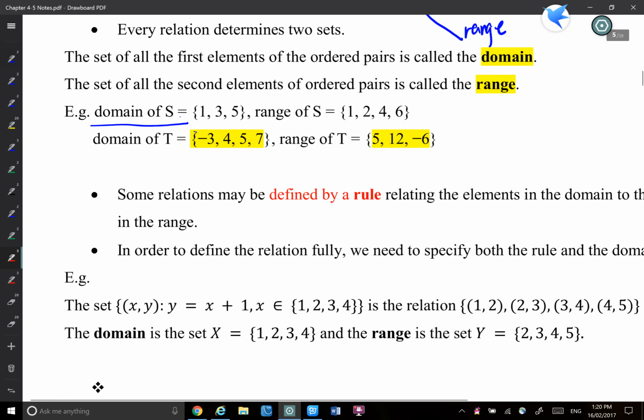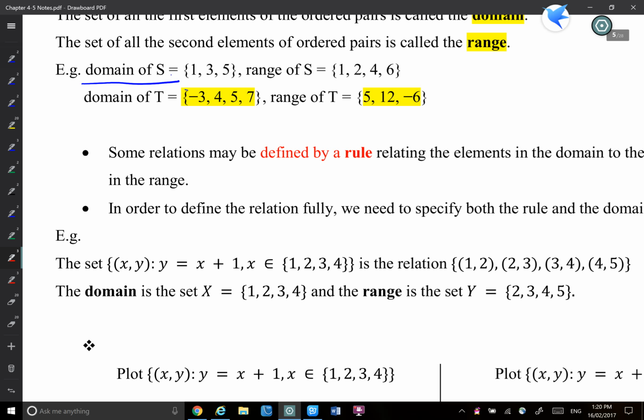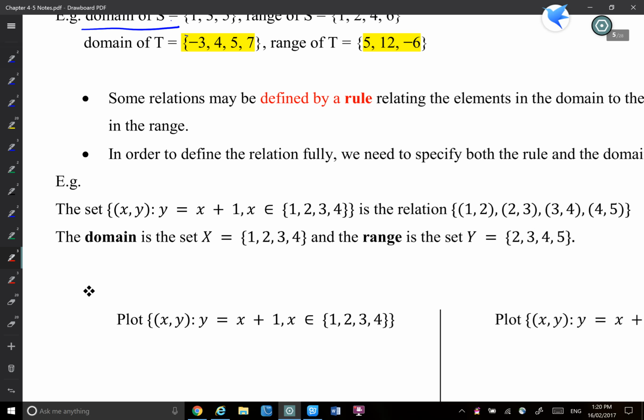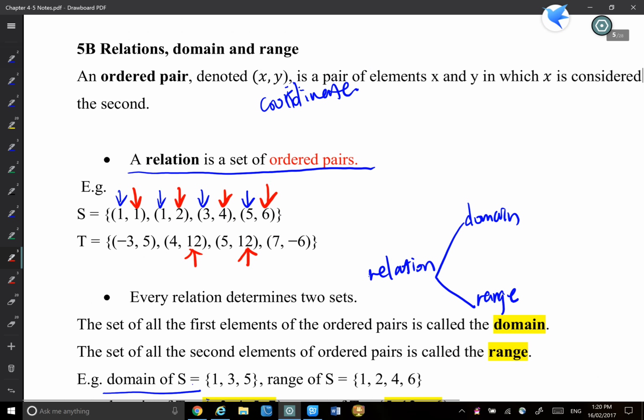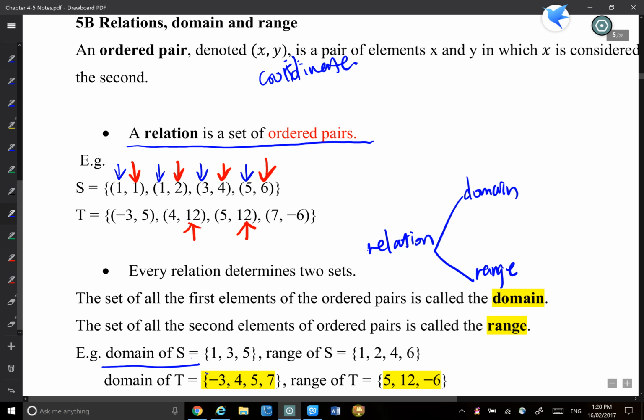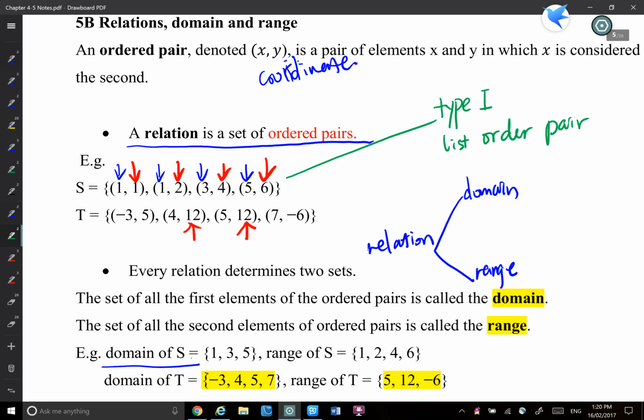Okay. So now I'm going to talk about what kind of relationship I can have, how many types of relationship I can have. Some relations may be defined by a rule. So what's the first type? Type 1, list ordered pairs. It just tells you exactly what is in the set. (1, 1), (1, 2), (3, 4), and (5, 6). I list out all the points I have, with a curly bracket. That's the simplest way of expressing relations. It tells you exactly what points I have, how many ordered pairs I have.